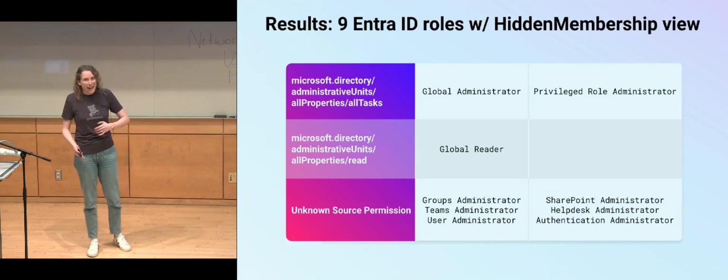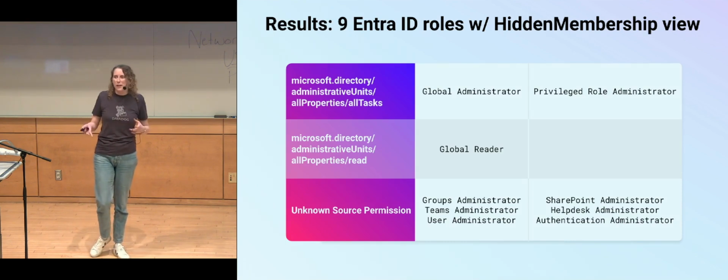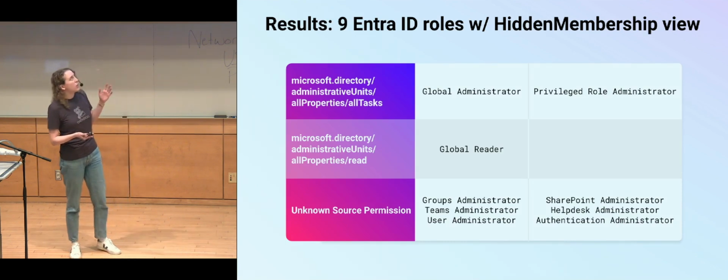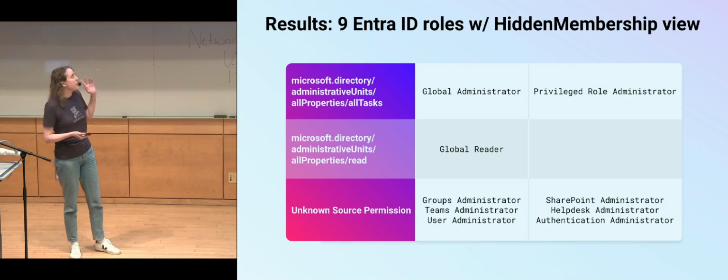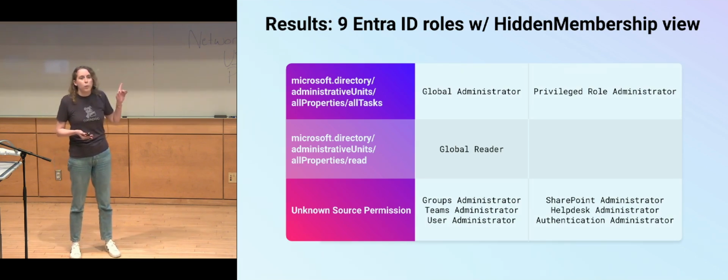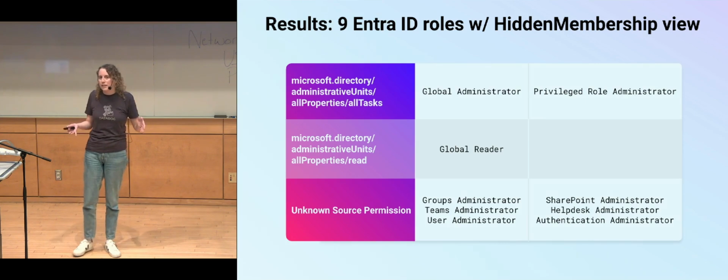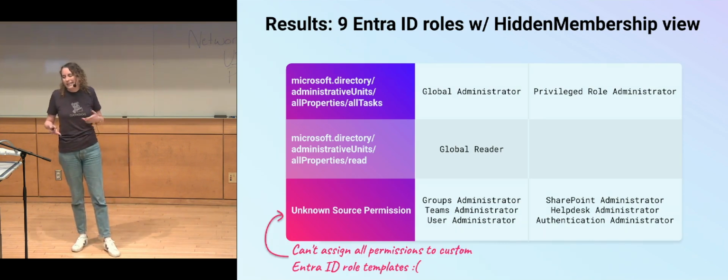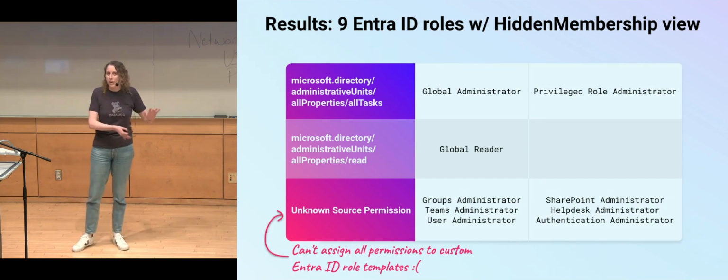Trying to trace this back to why did this actually happen? What permissions for our roles led to this? We got a pretty clear answer for our high privileged roles. There were 6 others where we could look at what permissions were in those role assignments. But because you can't assign every permission to a custom Entra ID role template, we couldn't test out actually what permission was causing this for each of these.